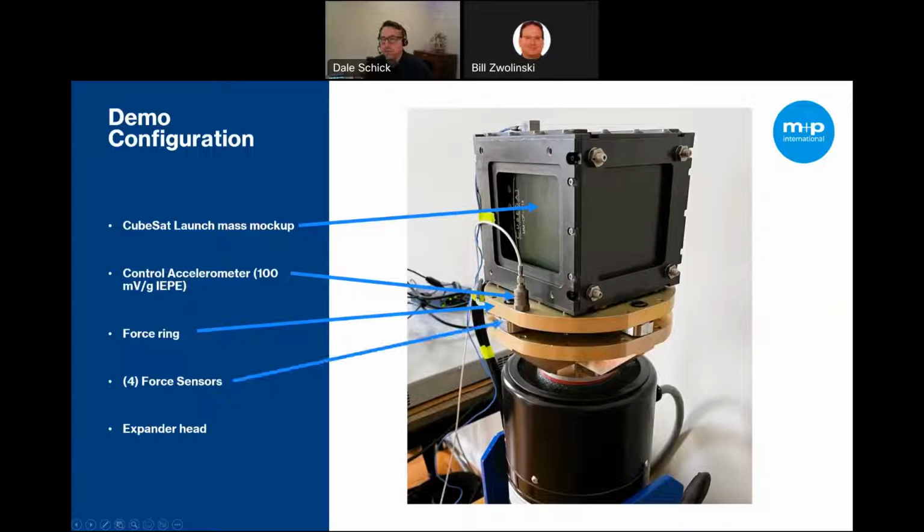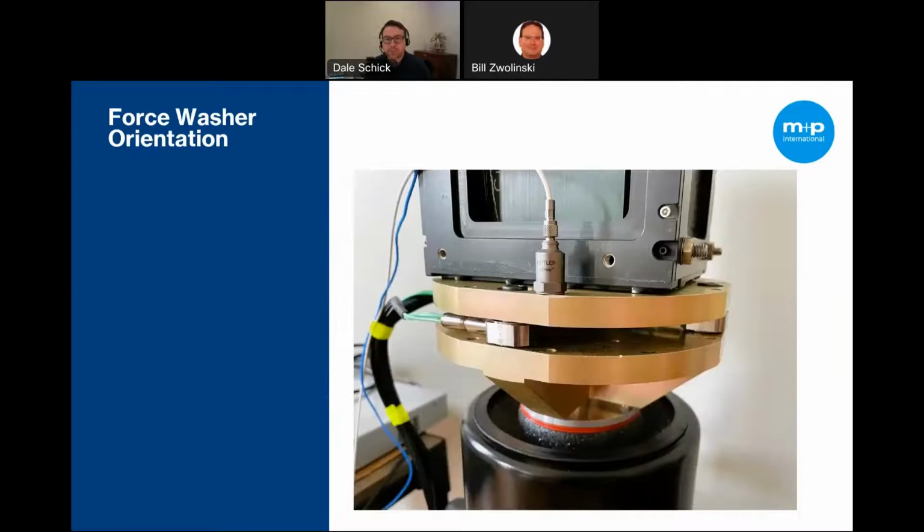We have 4 force sensors here. These are the 9028C by Kistler. And then we have an expander head, which is meant to increase the size of the armature. So the force washer orientation is as shown. The Z-axis is normal to the shaker, and this is what we'll use to calculate the overturning moment.